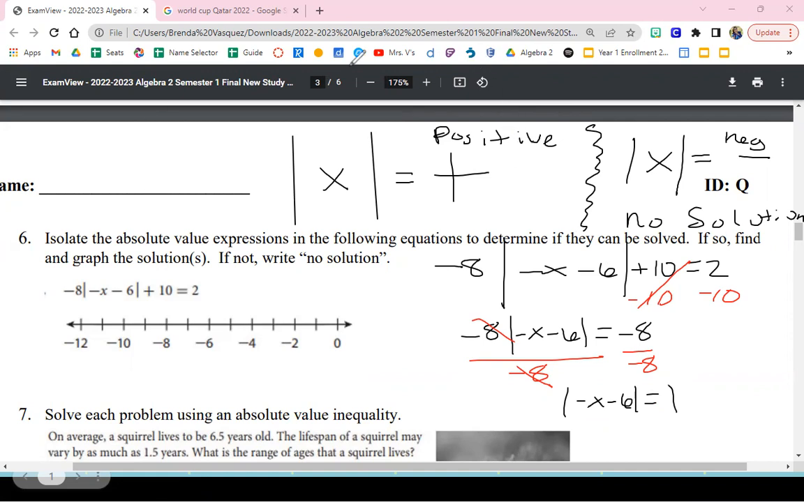Okay. Now, let me go ahead and create some space. Since we can solve it, the way that we're going to do this is to think about it as if it were a square root, where it has two possible solutions. It has a negative solution and it has a positive solution. So let's go ahead and see. We have -x minus 6 equals +1. This is my positive solution.